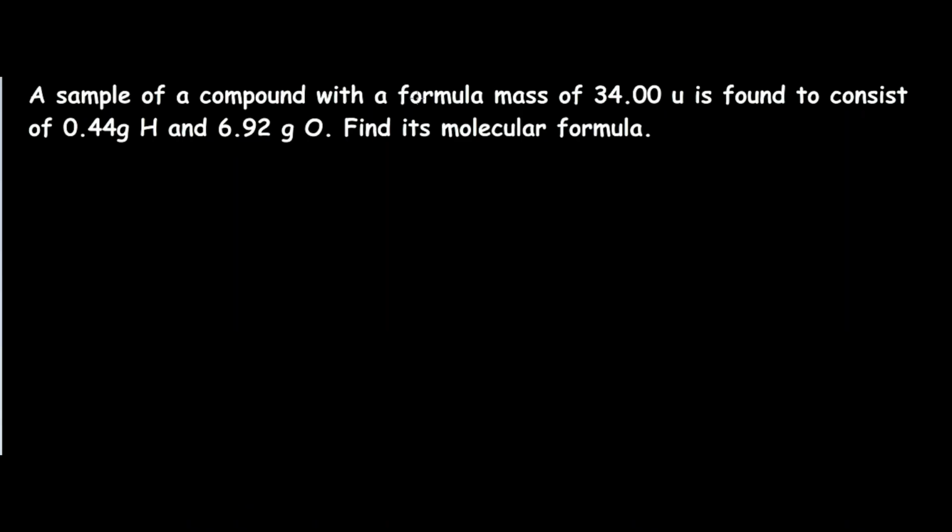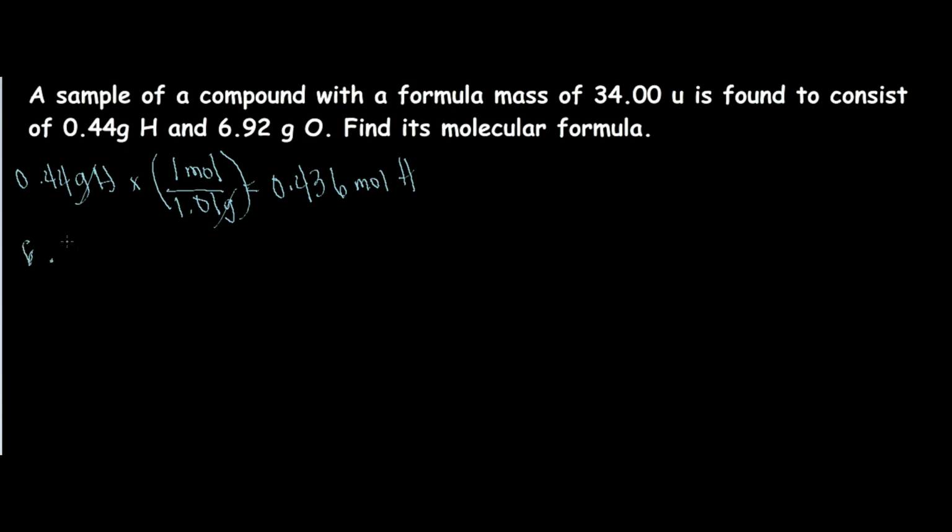Got it. A sample of a compound with a formula mass of 34 units is found to consist of 0.44 grams hydrogen and 6.92 grams oxygen. Find its molecular formula. In this question, you're not given the empirical formula. So the first thing that you need to do is to get the empirical formula. 0.44 grams of hydrogen times 1 mole per 1.01 grams, cancel the unit. We will get 0.436 mole of hydrogen.